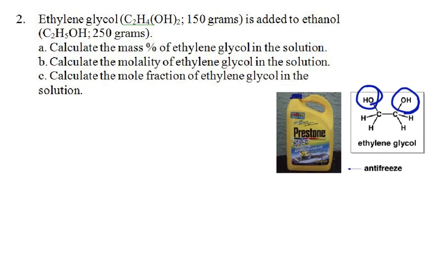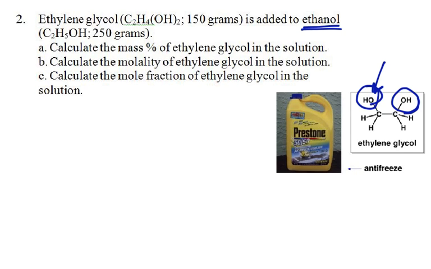Ethylene glycol is used in antifreeze. It keeps the water in your radiator, since a solution boils at a higher temperature and freezes at a lower temperature, so it keeps the water a liquid in your cooling system in your car, which is pretty important. Now, we're talking about taking ethylene glycol and adding it to ethanol. Now, ethanol would look exactly the same as this molecule, only it wouldn't have one of these oxygens right there. It would just be CH3CH2OH.